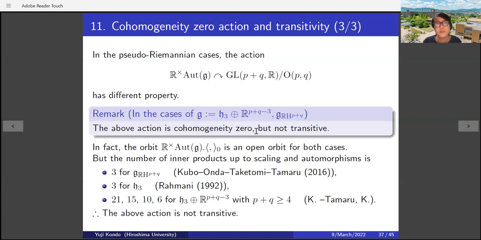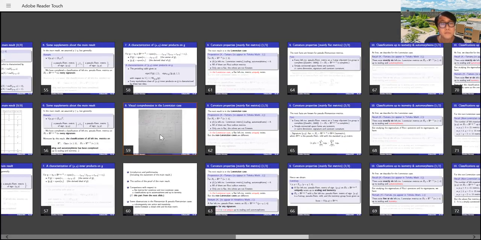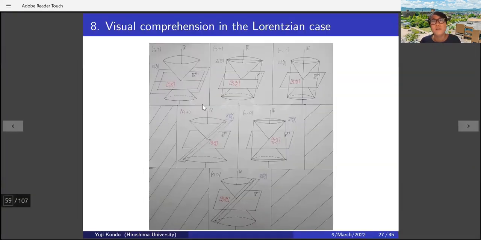For this Lie algebra, is the open orbit unique or not unique? Yes. This is in the Lorentzian case, mm-hmm.